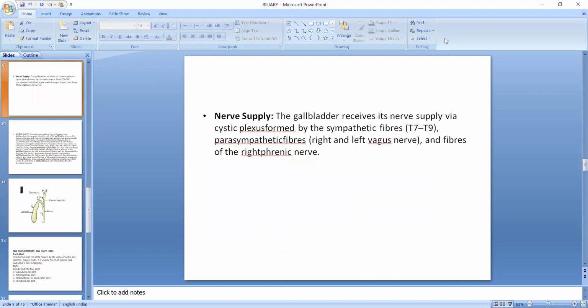Nerve supply: the gallbladder receives nerve supply via the cystic plexus, formed by sympathetic fibers that arise from T7 to T9, and parasympathetic fibers from the right and left vagus nerves, and fibers of the right phrenic nerve.